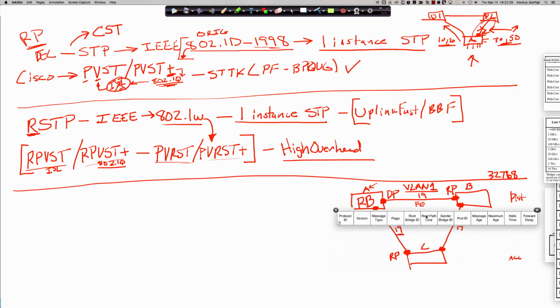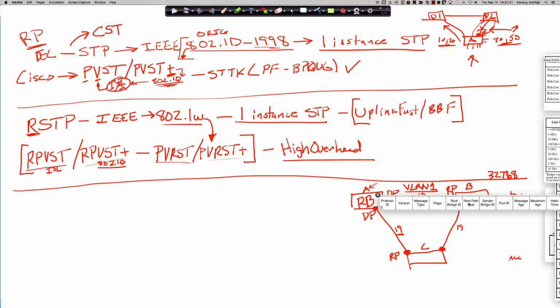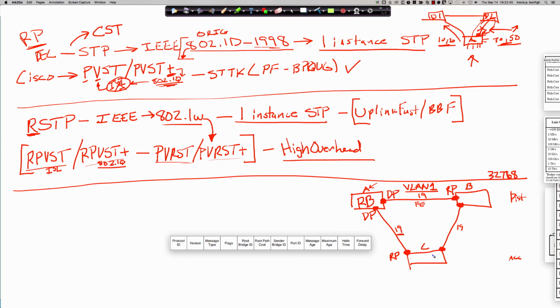And then the same thing happens over here with B. B gets it and says, yeah, it's 19. But then when C and B say, well, what about going that way? Well, it's 19 plus 19. So it's 38 going that direction. And that's why these will be the root ports.